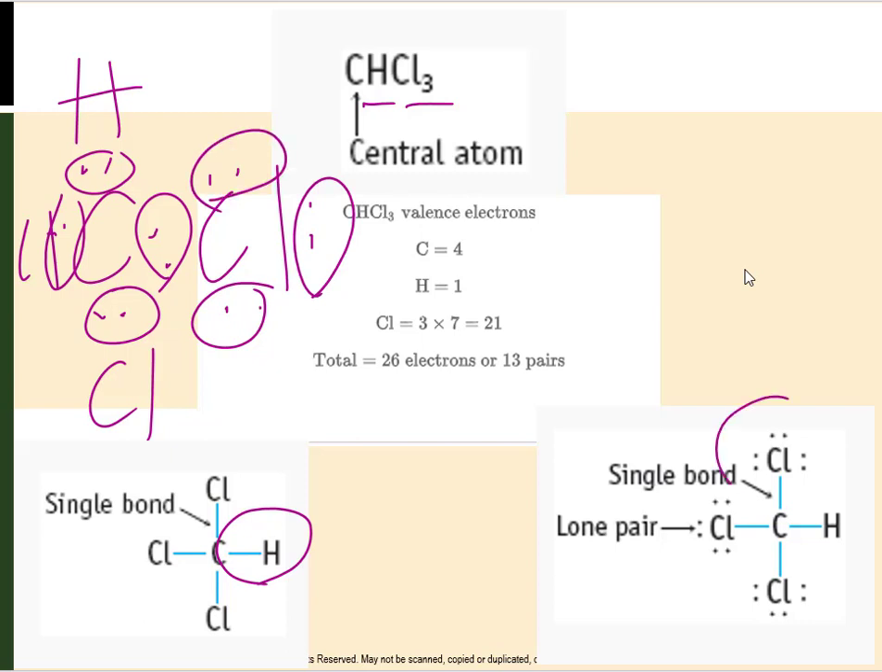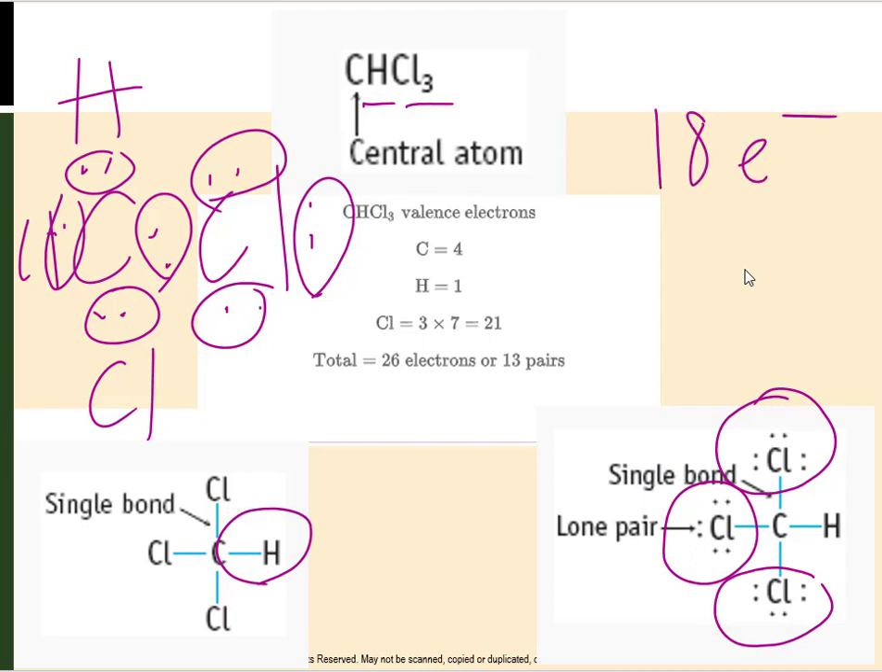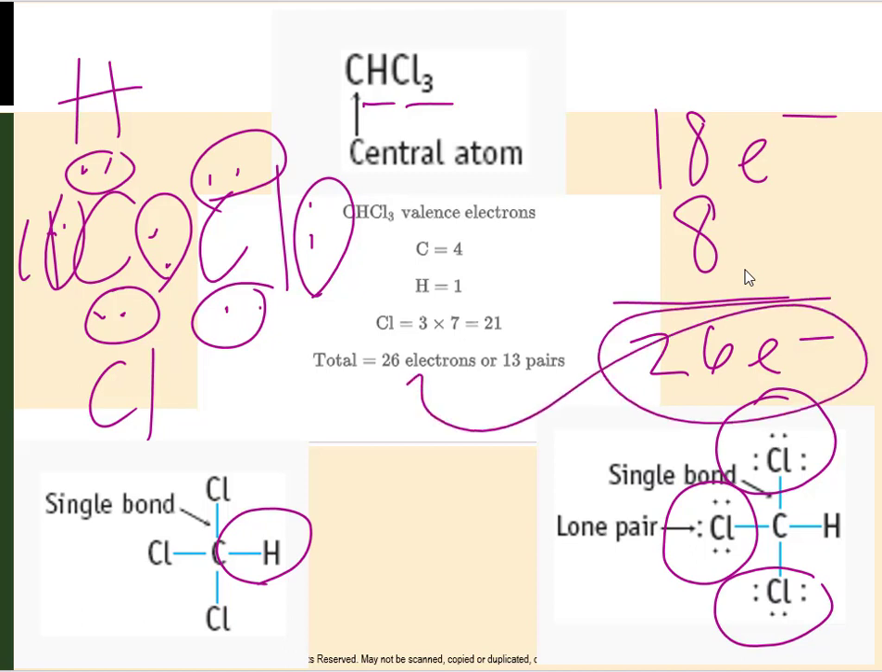So if we look at this, there's 3 lone pairs around that chlorine, 3 lone pairs around this chlorine, 3 lone pairs around that chlorine. So that's 2, 4, 6 electrons that are in lone pairs on each chlorine. So that's 6, 12, 18 electrons just in lone pairs. And then the 4 bonds around carbon, 4 times 2 is 8. So 18 plus 8 is 26 total electrons, which is what we calculated from all those valence electrons.